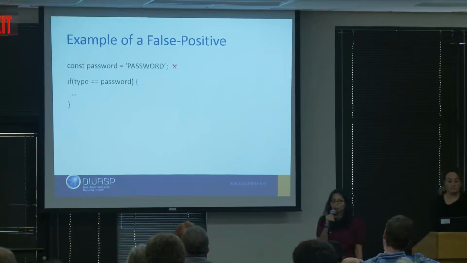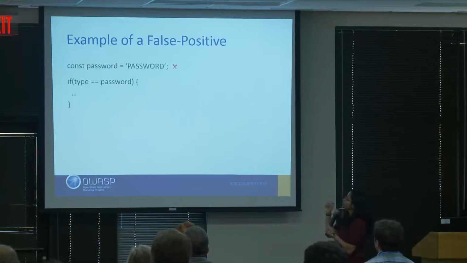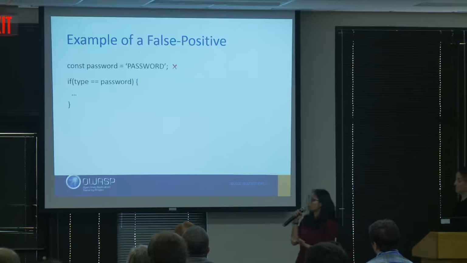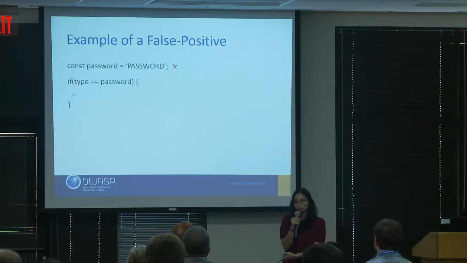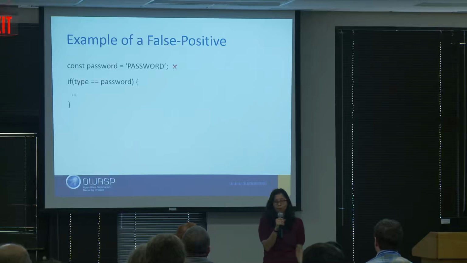So let's take an example of the false positive. You see this is a JavaScript function. It's a very small function. I'm just defining a constant, and the name of the constant is password, and I'm assigning it to a string "password". Now, in this context, I'm not using password in the real sense, right? I don't have an actual password hard-coded here. I'm just using it as a type.